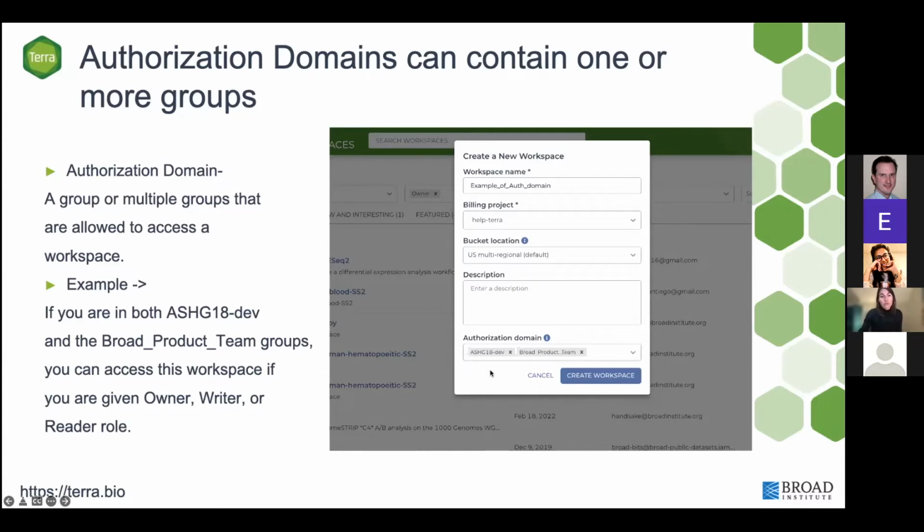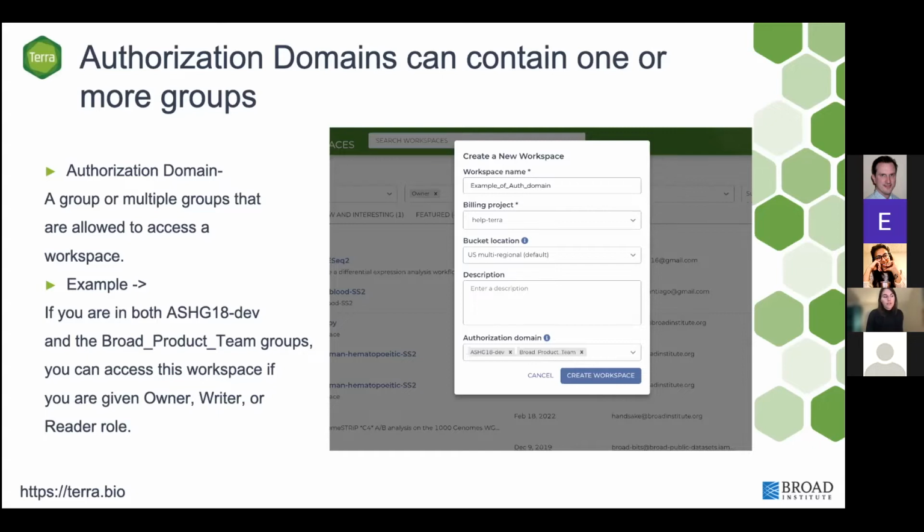So this makes use of groups as well. What this is doing here is it's saying that I have these two groups, ASHG 18-dev and broad_product_team. If I create this workspace, what it's saying is you have to be a member of both of those groups, and I have to give you owner, reader, writer access to my workspace for you to be able to access it. So that's just a more stringent way of controlling who can access your workspace.